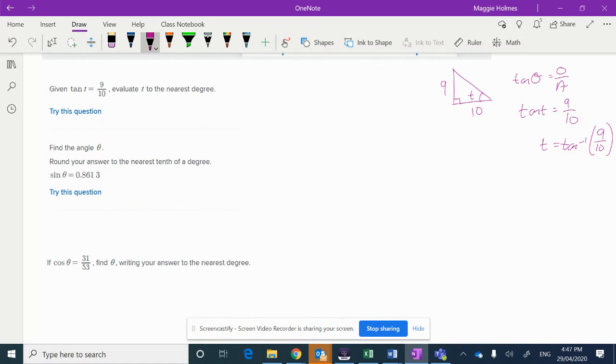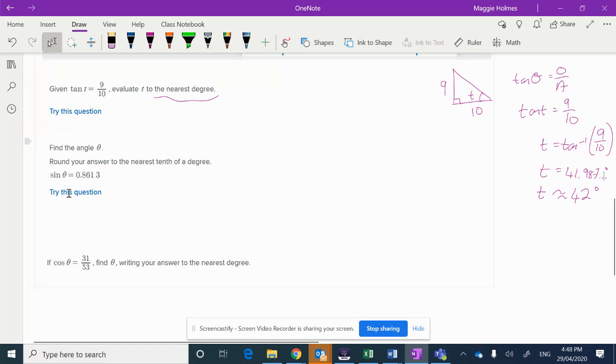And you would have figured out that that is tan inverse of 9 over 10. There you go. This is telling me 41.987, but the question says to the nearest degree. So t is approximately, look, that's almost 42 degrees. 42 degrees. Okay, when you're finding angles, remember that your units are always going to be degrees. Pop those in there.